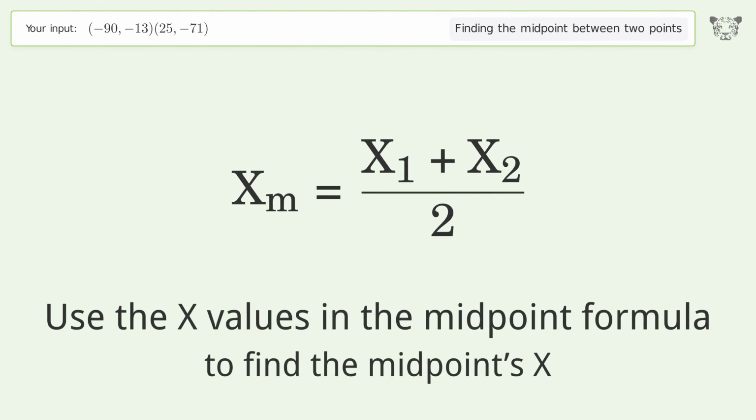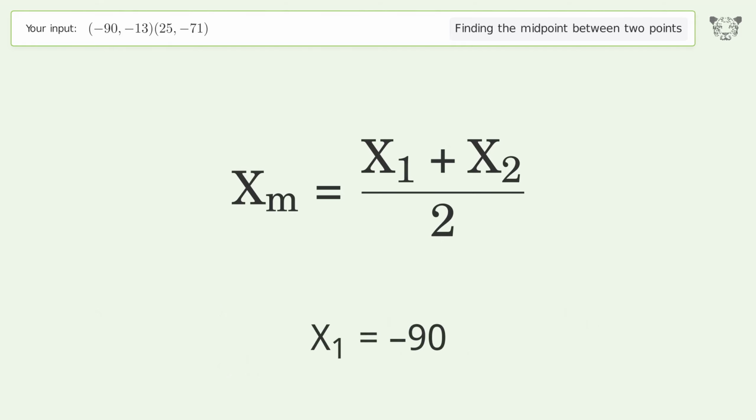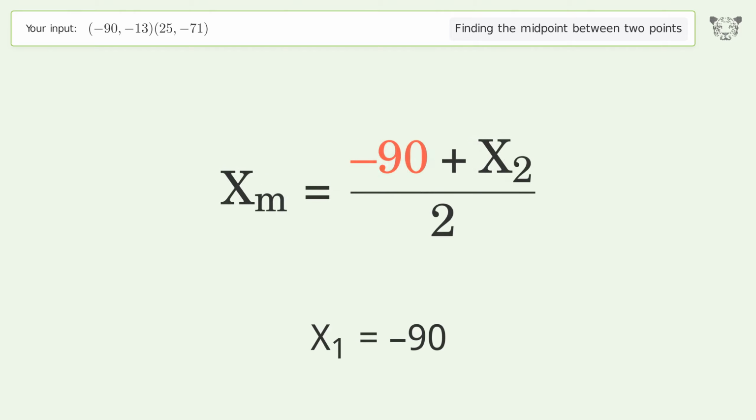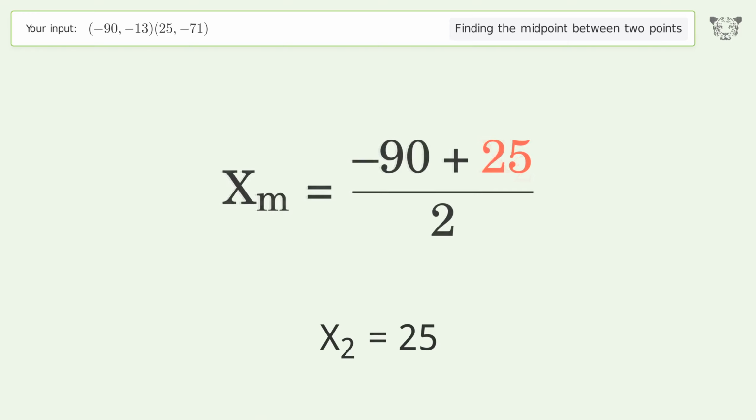Use the x values in the midpoint formula to find the midpoints x. x1 equals -90. x2 equals 25. Simplify the arithmetic.